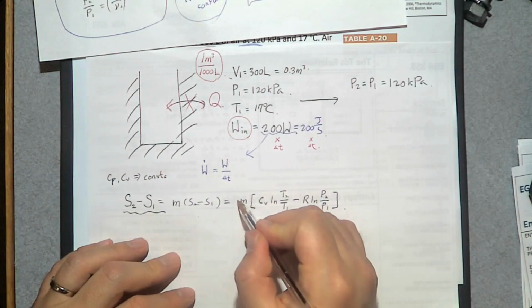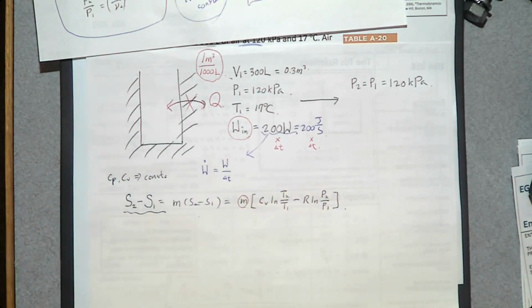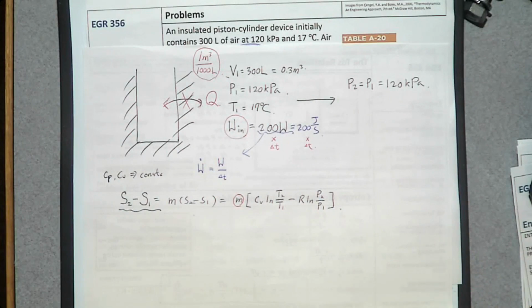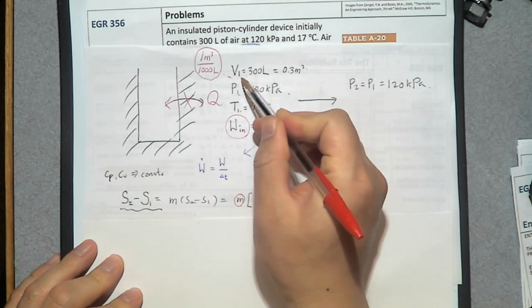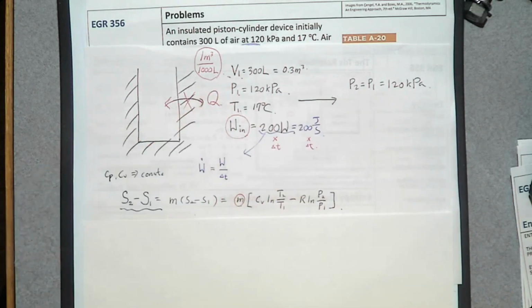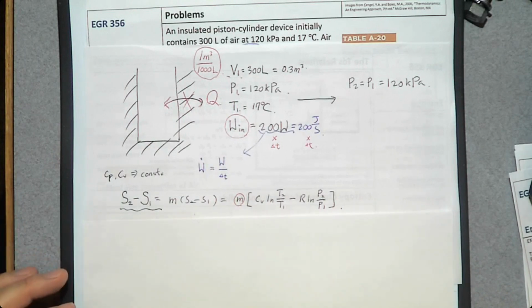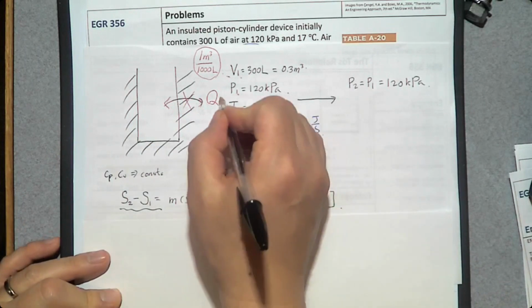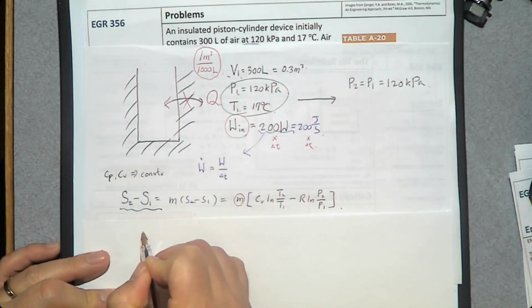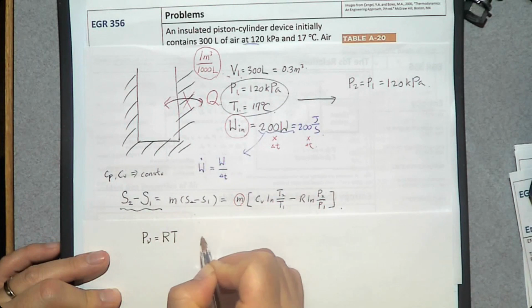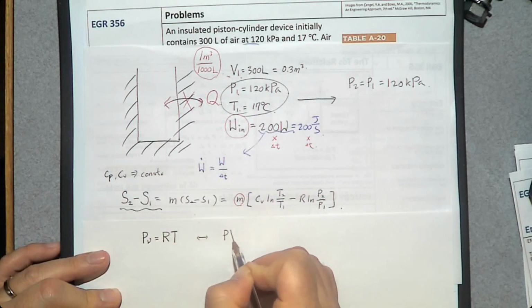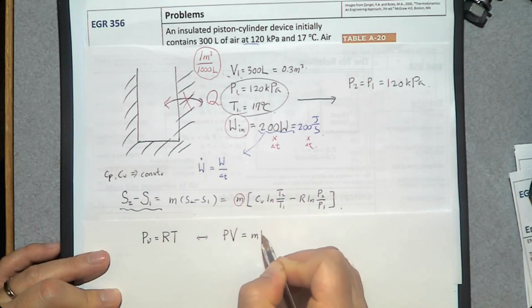Then do we know the mass? We do not. So let's determine the mass of the system. How can we determine the mass of the system? We know pressure, temperature, and volume. If you know pressure and temperature, you can evaluate its specific volume by using the ideal gas equation. The ideal gas equation is PV is RT, or you can say PV, the actual volume, is mRT.